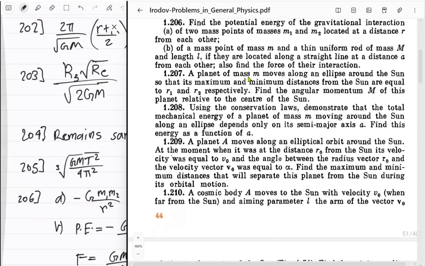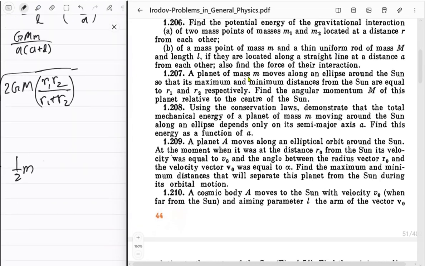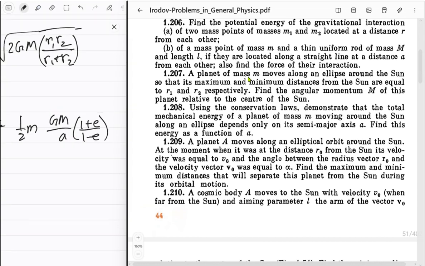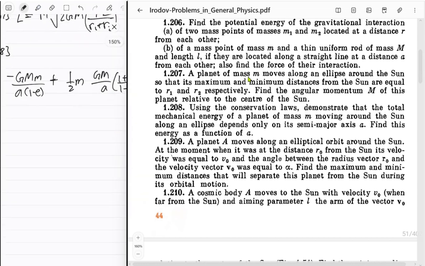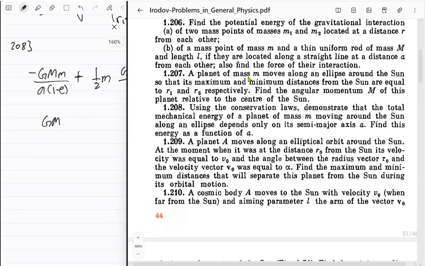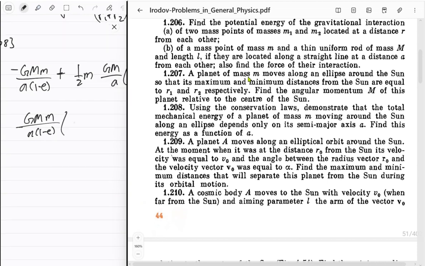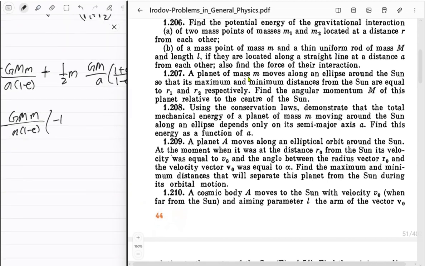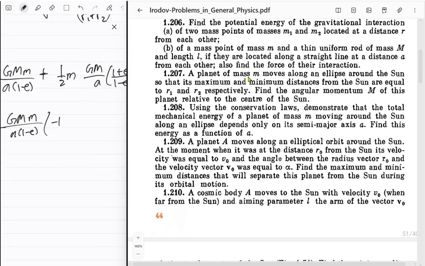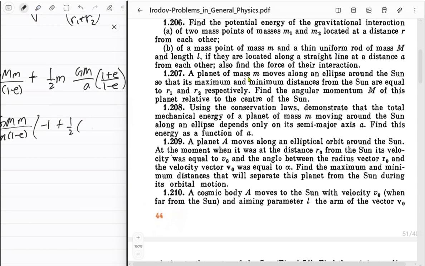So why am I even looking? I already have that memorized. So this thing, 1 plus E upon 1 minus E. Okay, so take that A and take some other stuff common. So you got GMm upon A times 1 minus E. Take that common. So what you got? You got negative 1 and then you got plus 1 upon 2 of 1 plus E.